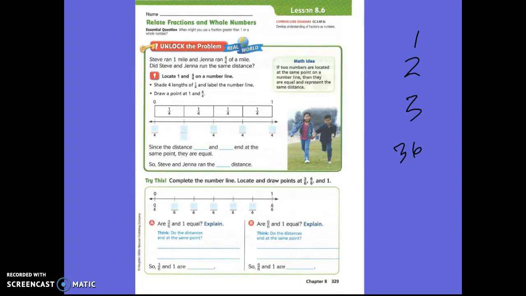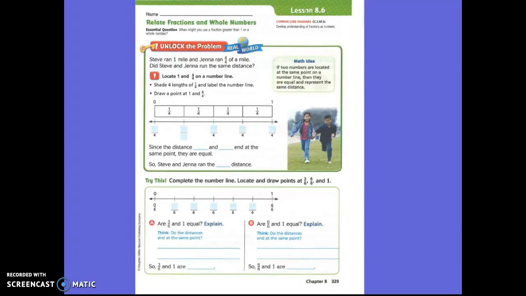Now, when you write them like this, that becomes a fraction, right? 1/3. Those are fractions. Sorry, those are whole numbers. So we're showing you how fractions can be related to these whole numbers. That's what we are doing today.